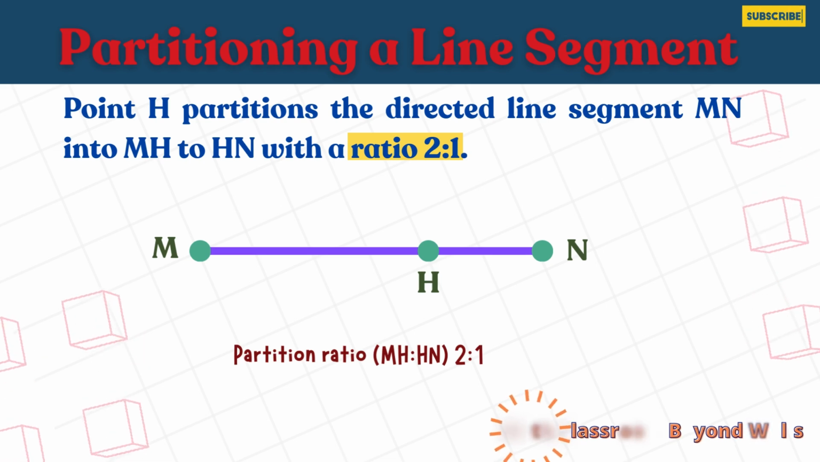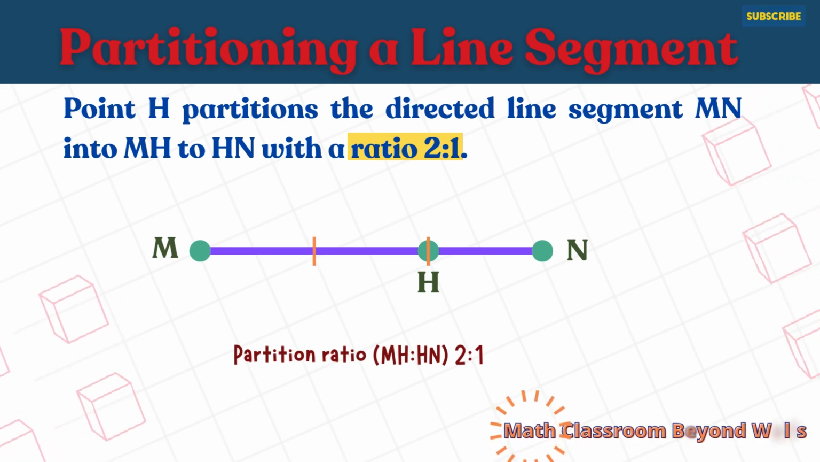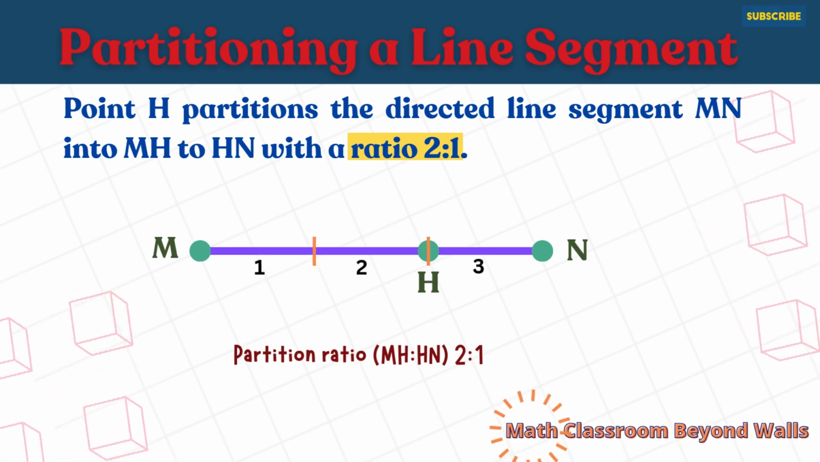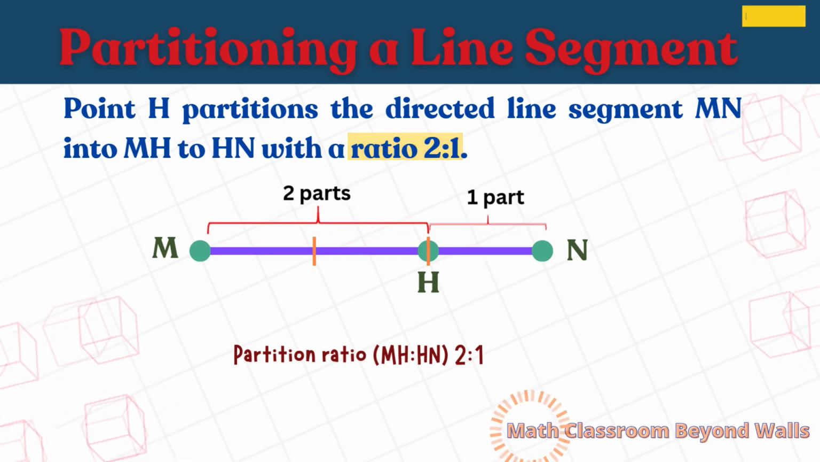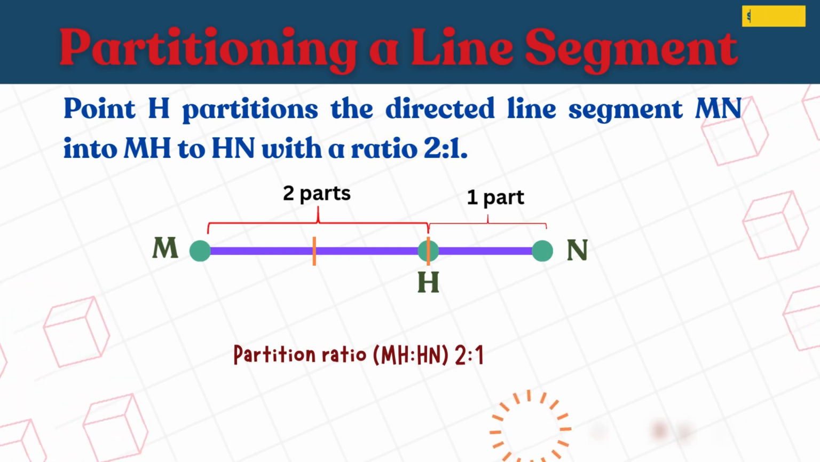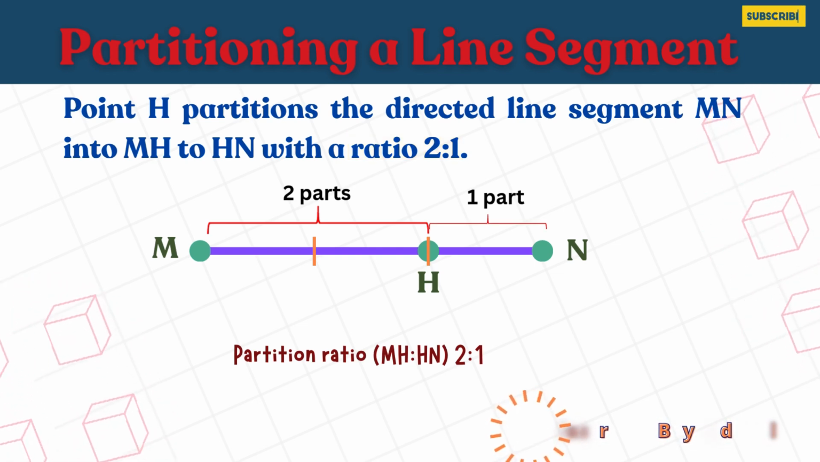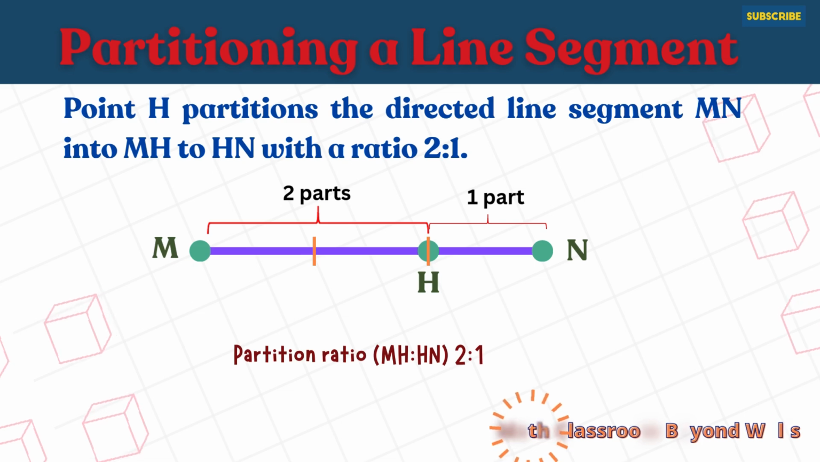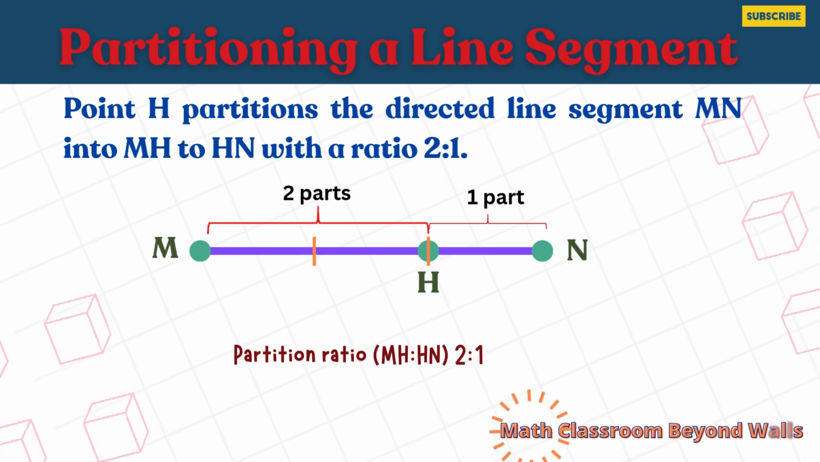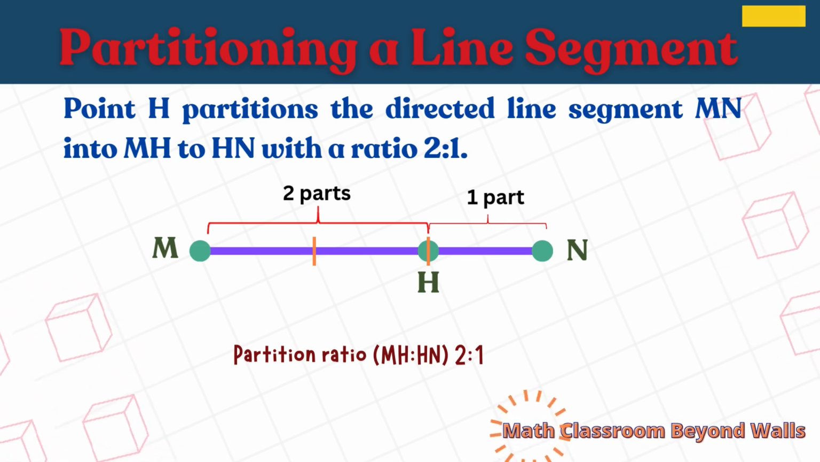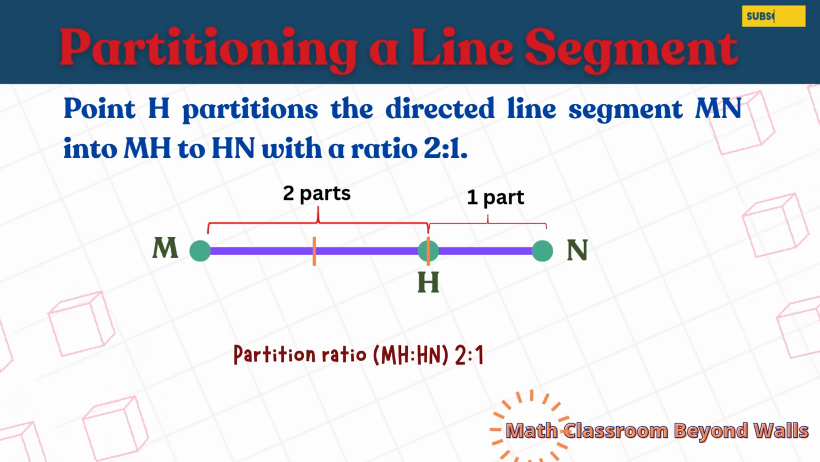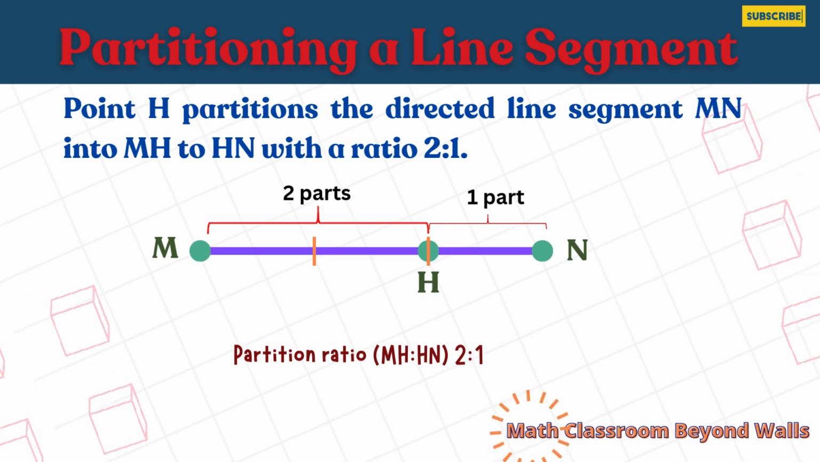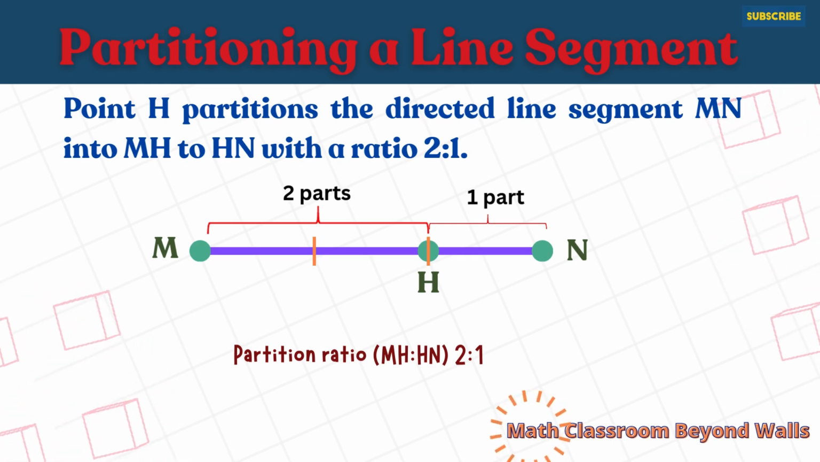This indicates that segment MN is divided into 3 equal parts where MH has 2 parts and HN has 1 part. Learners, you have to pay attention to this important information. From the partition ratio or part-to-part ratio, we can quickly convert it to part-to-whole ratio. Knowing how this is done is very important, for the partition ratio is oftentimes the ratio that is given in the problem, but the formula requires a part-to-whole ratio.